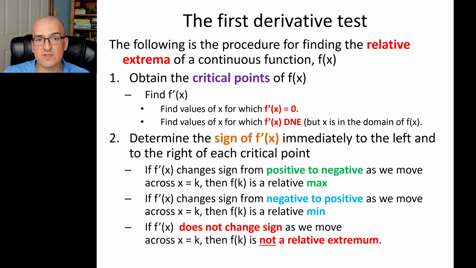And if the derivative does not change sign, so if it's positive on both sides of the critical number, or negative on both sides of the critical number, then it means that there's no local max or no local min there. There's something else, probably an inflection point. So I'll show you this in action.